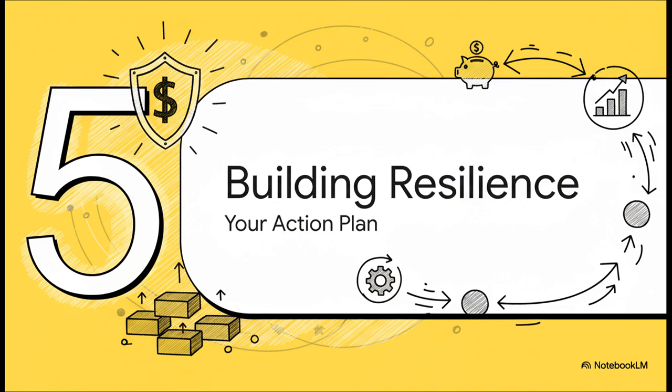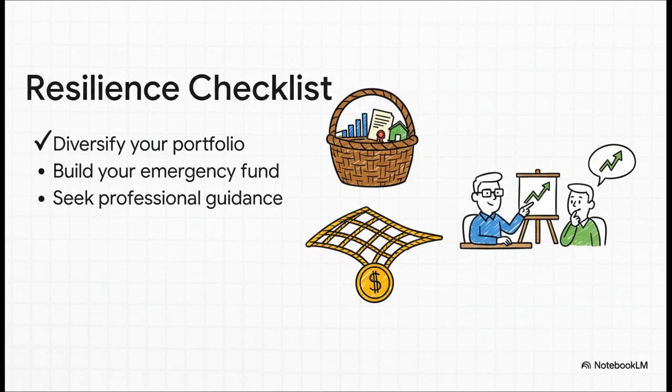All right, we've defined the risk, we've looked at the key strategies. Now let's pull it all together into a clear, simple action plan that you can use to build your financial resilience for the long haul. So what's your checklist? It's actually pretty straightforward. Number 1, diversify your portfolio across different assets and different regions. That is your absolute best defense against market craziness.